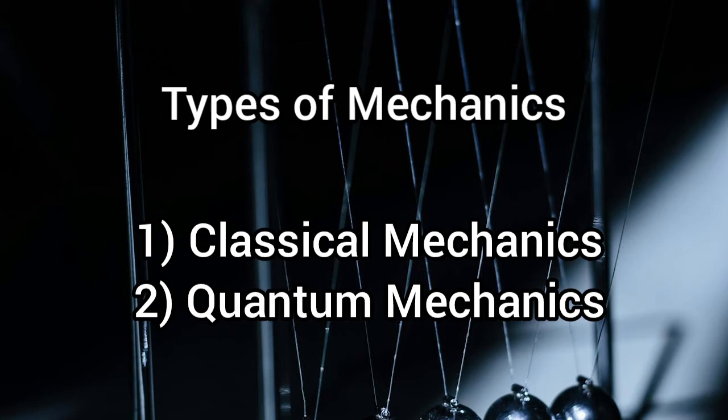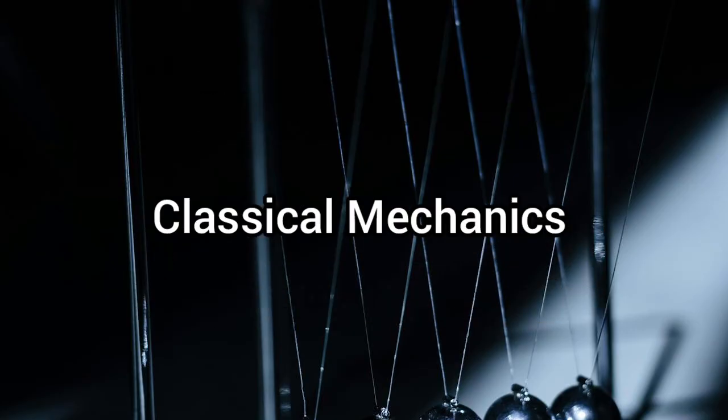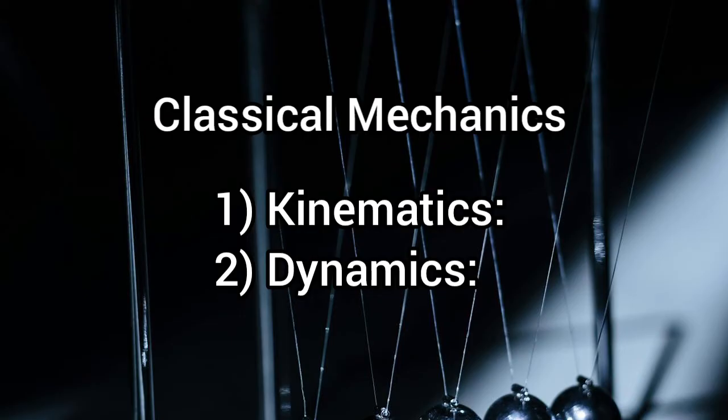Types of mechanics. Mechanics can be broadly classified into two main types: classical mechanics and quantum mechanics. Classical mechanics. Classical mechanics deals with macroscopic objects and describes how they move and interact with forces. It is divided into two main categories: kinematics and dynamics.